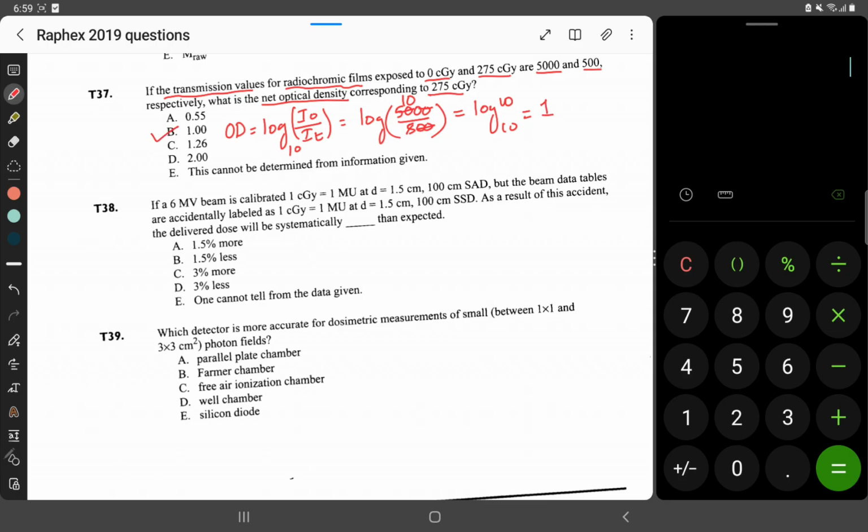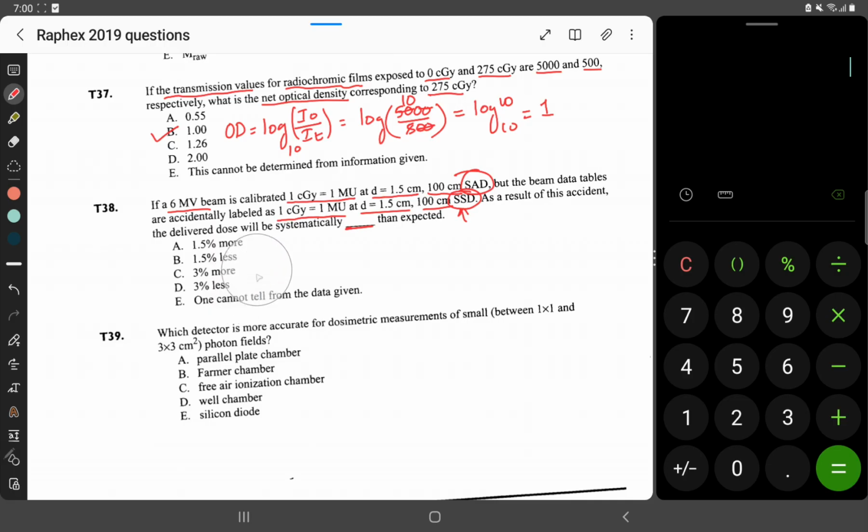The answer is B. Now, second question: if a 6 MV beam is calibrated as 1 centigray equals 1 MU for a depth of 1.5 centimeters, 100 centimeter SAD technique, but the beam data tables are accidentally labeled as 1 centigray equals 1 MU for a depth of 1.5 centimeters, 100 centimeter SSD. So this is the accident. As a result of this accident, what is the delivered dose? The delivered dose will be systematically different than expected. So first let us see if it will be more or less.